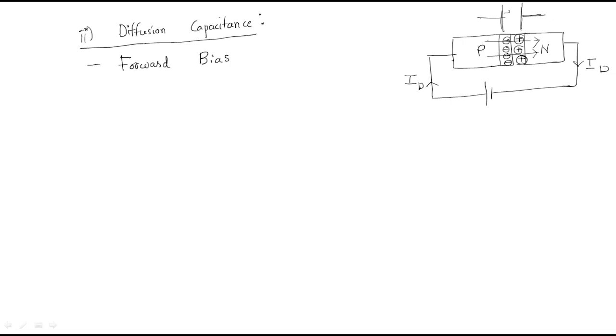Generally the capacitance becomes zero due to the diffusion of charge. The charge will be diffused into the opposite regions. Okay, but initially we have some capacitance. That capacitance is represented by CD, the diffusion capacitance. CD has the formula dq by dv, where dq means change in the charge carriers and dv means change in the voltage.